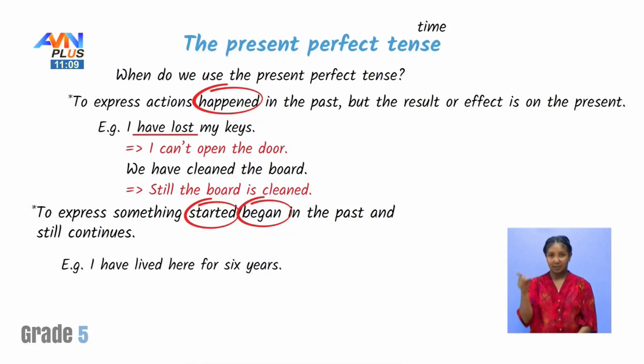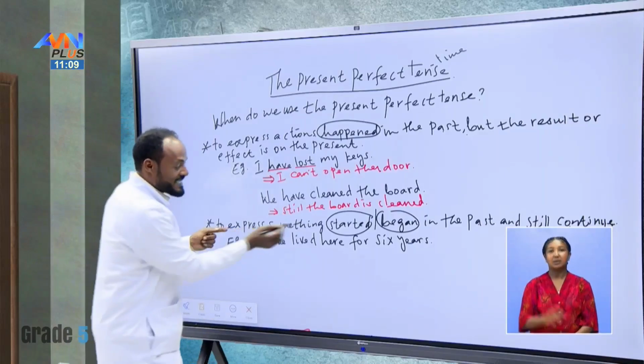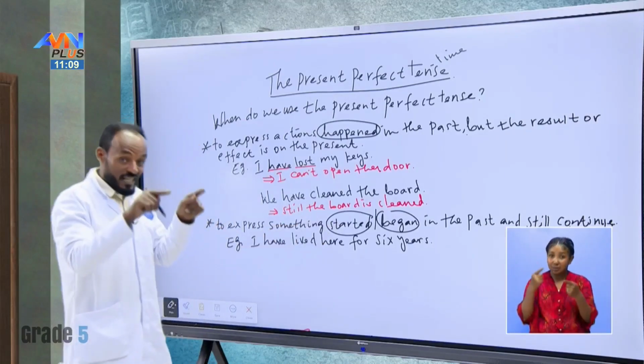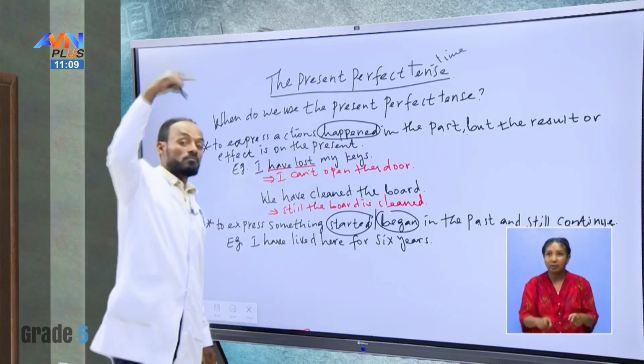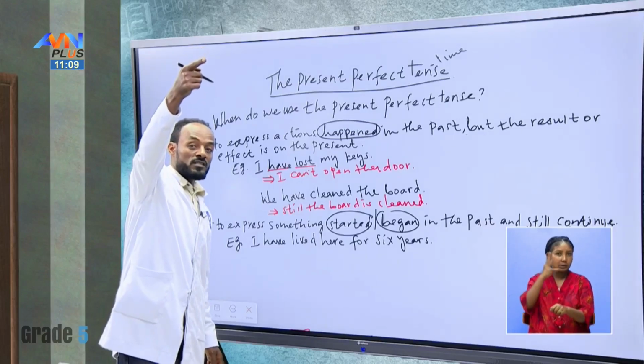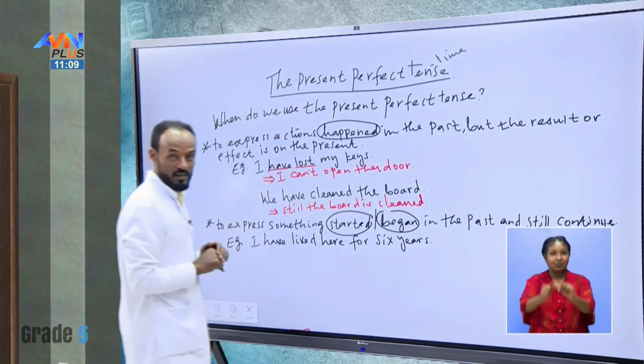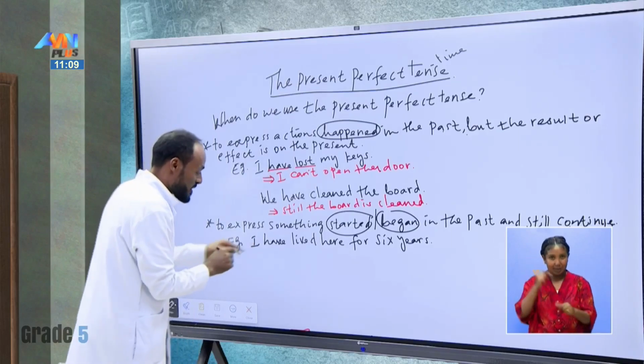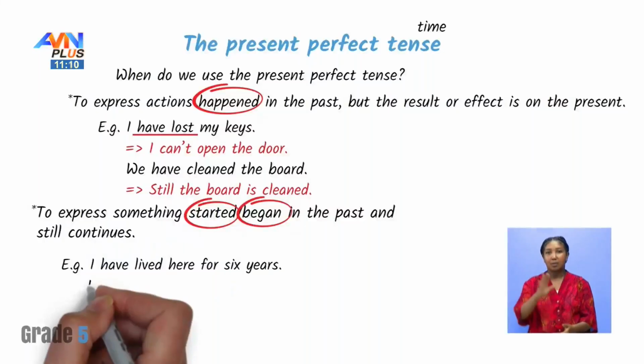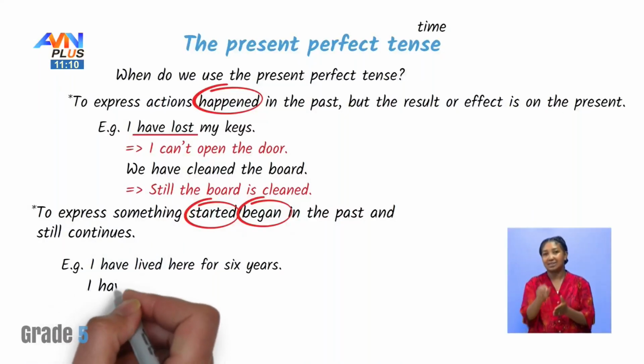Look, something started in the past. You started living here 5 years or maybe 6 years ago. Still you are living here. Okay? So maybe, and also we can write such kinds of sentence.